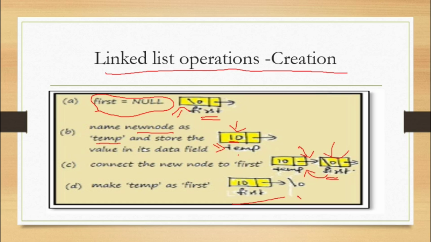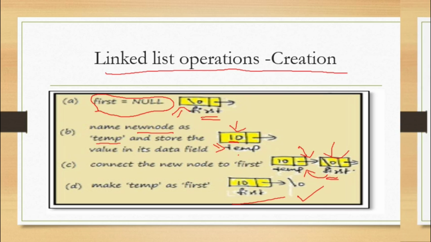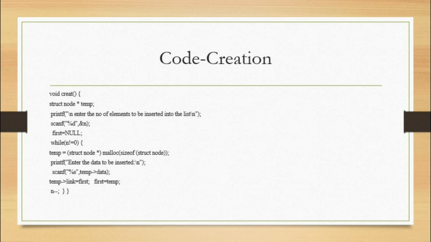Now this is how you create a node. This is the first node creation. Now let us see how, via code, the first node is created, only one node is created, and also how various other nodes are created. In code we can get it better. This is the idea. So this is the creation code, students.